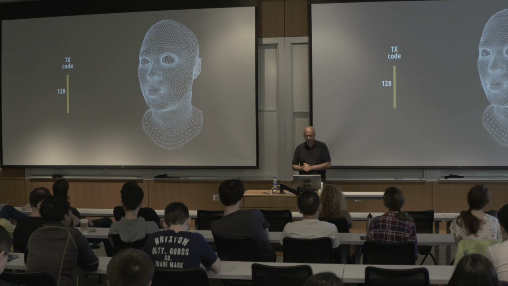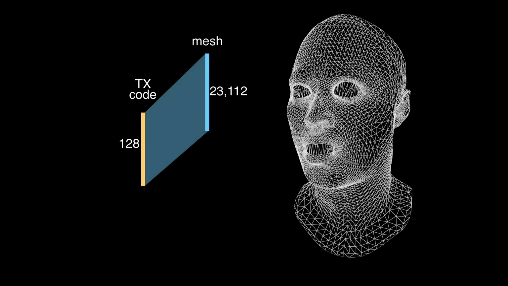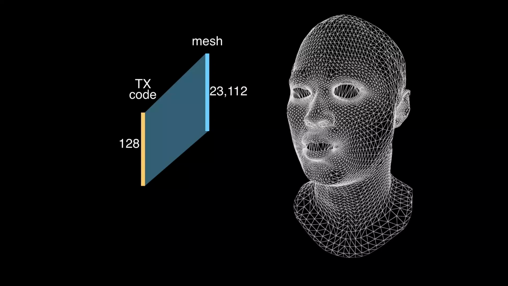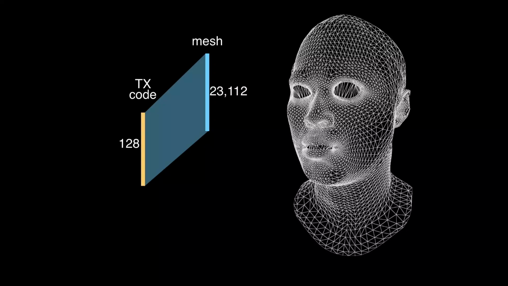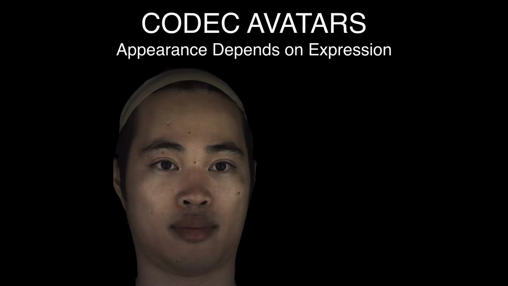So to produce the result I showed you, we essentially have a code which is 128 floating point numbers. And there is a network that regresses the mesh. So each of these positions is an XYZ location. And there are, I believe, about 7,000 of those. And that produces just a regression from the code directly to these mesh vertices. Obviously, we use a neural network for that because that's our best function approximator these days.